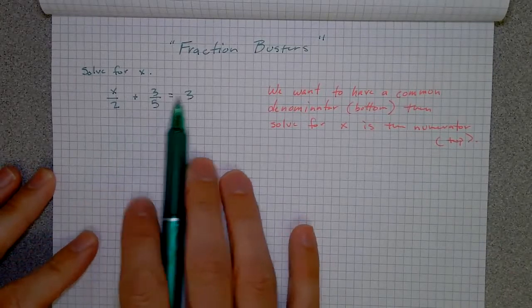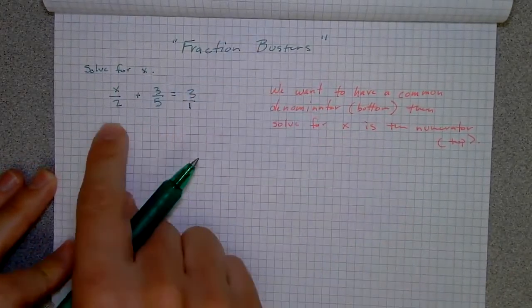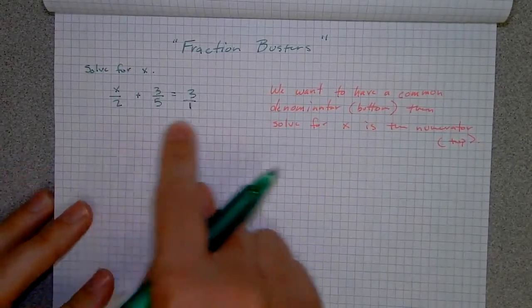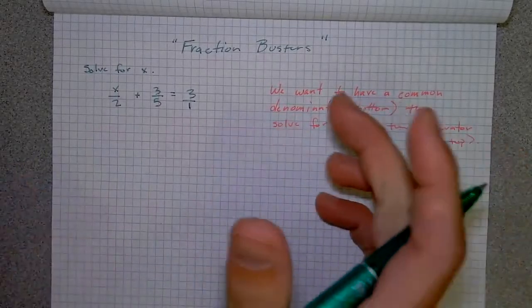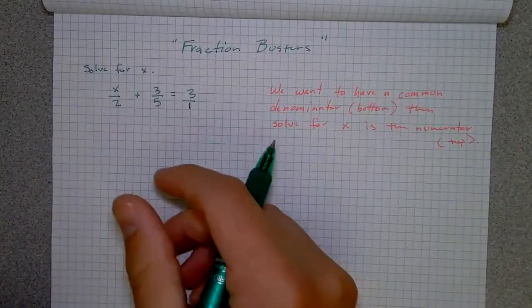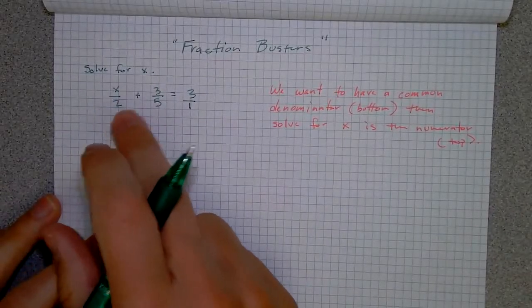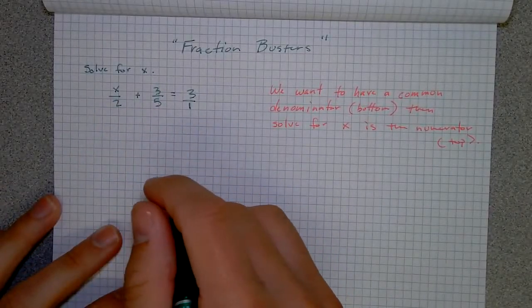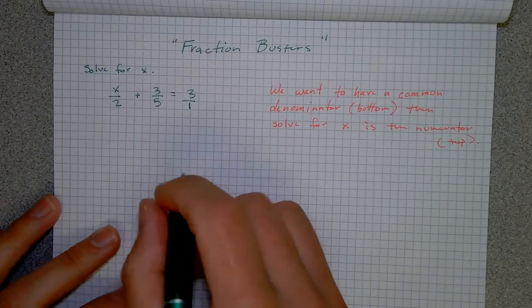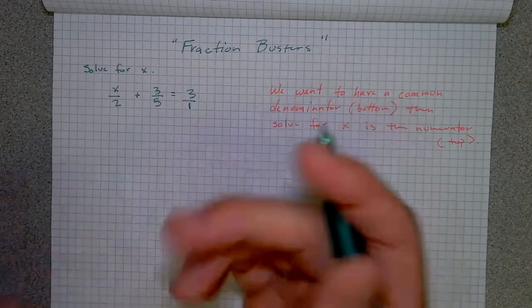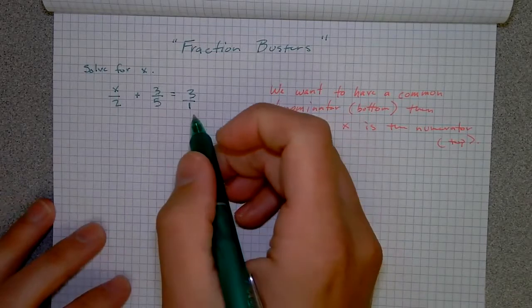Okay, so we find a common denominator of this. A couple of different ways you can do it. You're looking for a number that's divisible by all 3 of these numbers. You can always just multiply them together. That always works. Sometimes there's a smaller number. So in this case, what number is divisible by both 2 and 5? 10, right? So we want to have a common denominator of 10.